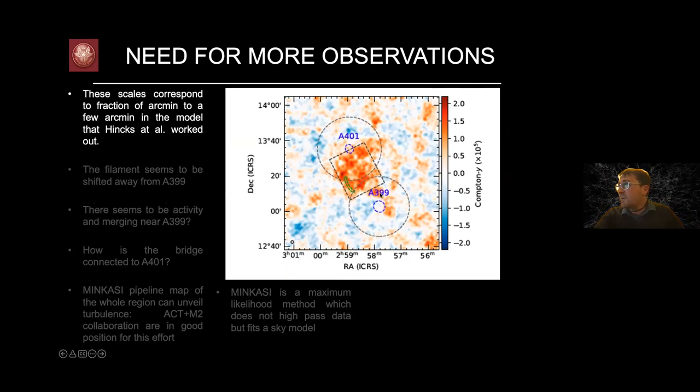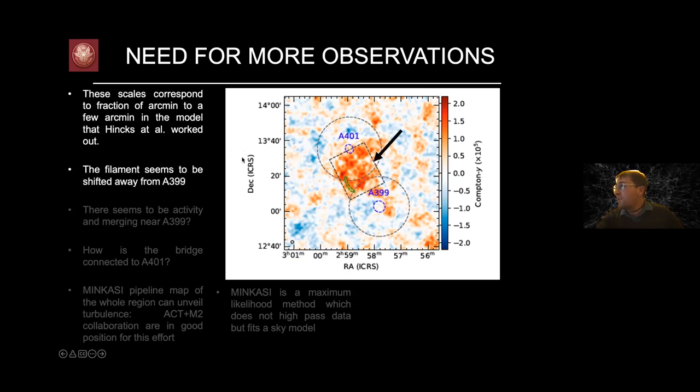So for this cluster pair, these scales correspond to a fraction of arcminutes, as I mentioned, which basically are the angular scales that we can see with MUSTANG. But we have some additional considerations we want to make on this.